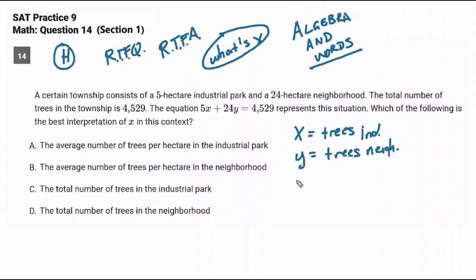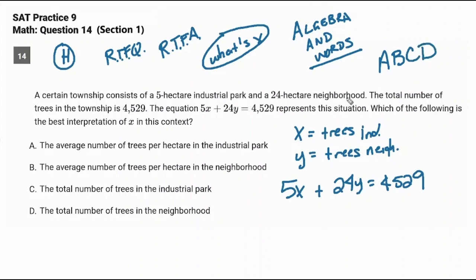Okay, cool. So rewrite the equation: 5x plus 24y equals 4,529. And then what's x? Well, x is trees in the industrial park. A, B, C, D. Let's just first cross off answer choices. You know there's going to be answer choices that say trees in the neighborhood.